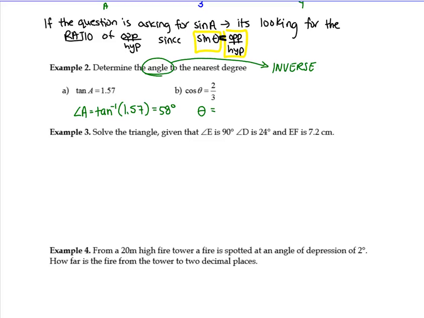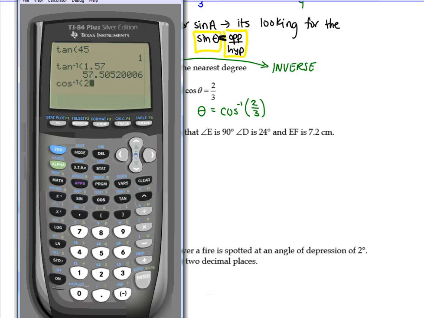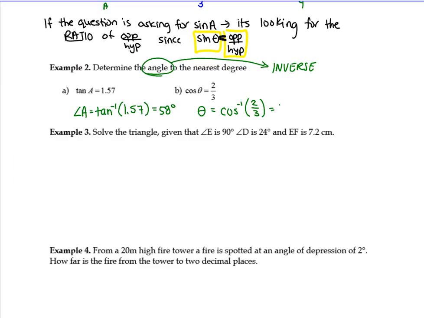We just said it. You can do it. You're so quiet. Come on. What would I type in? What do I need to do? When you're looking for an angle, we use second cos, inverse cos of the ratio of 2/3. So second cos 2 divided by 3. That's the nearest degree. 48.